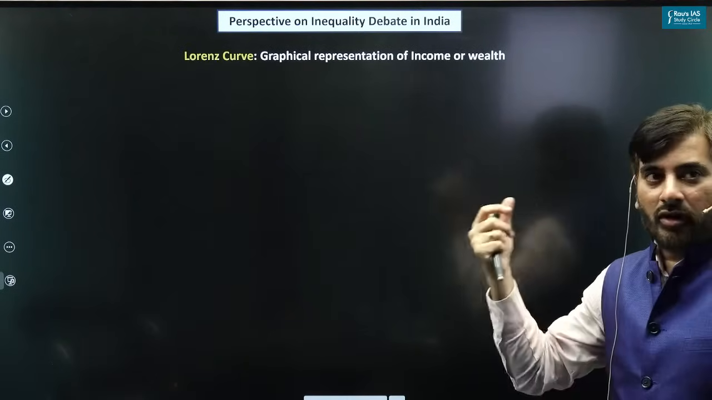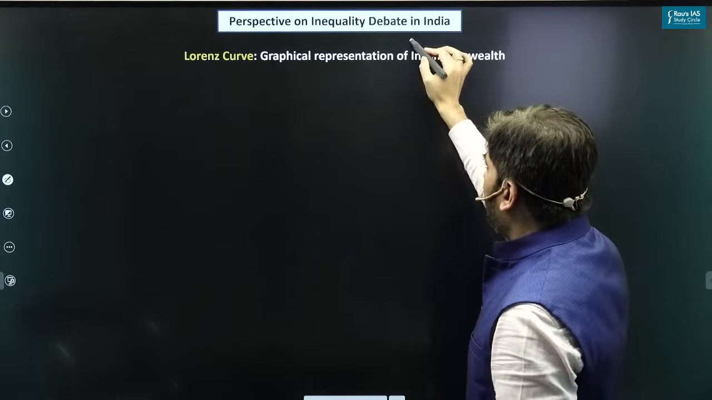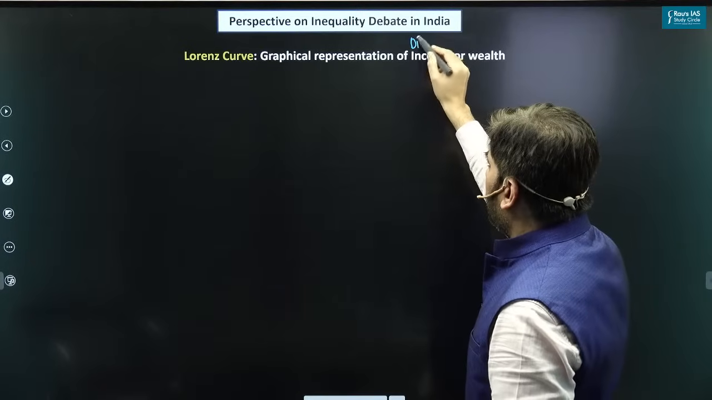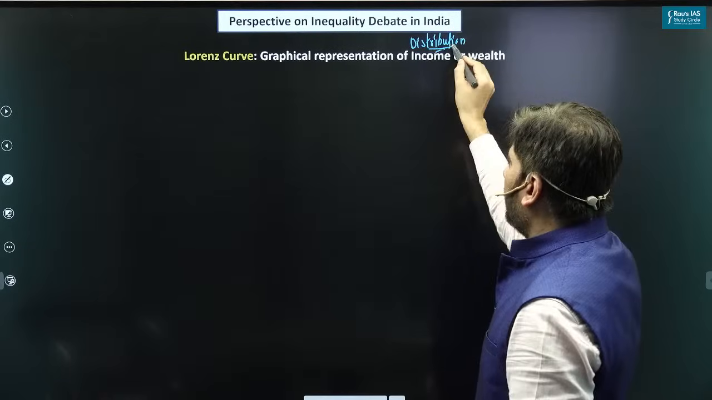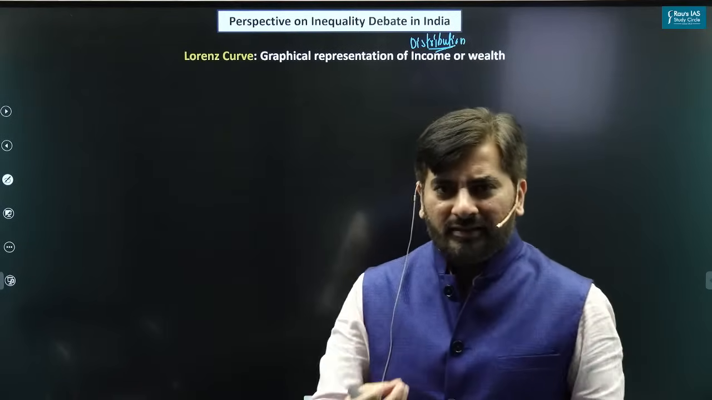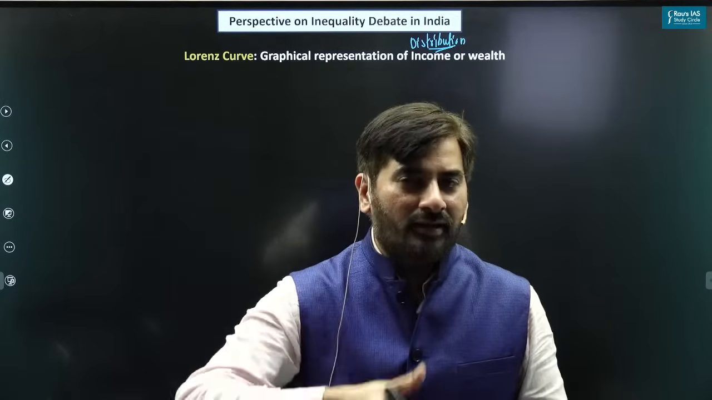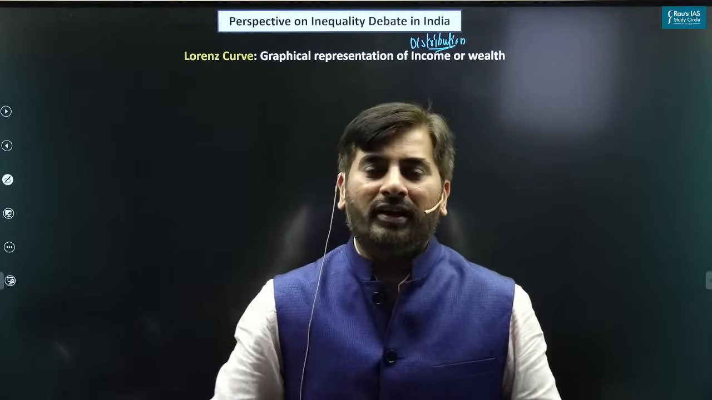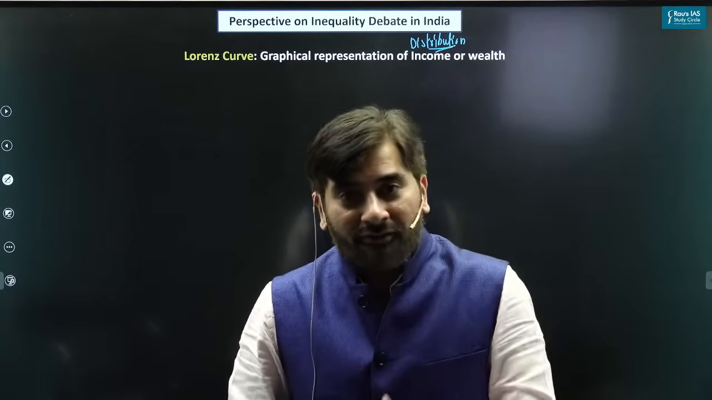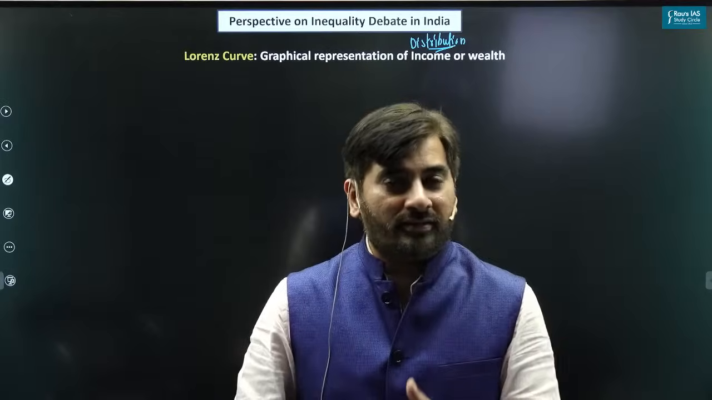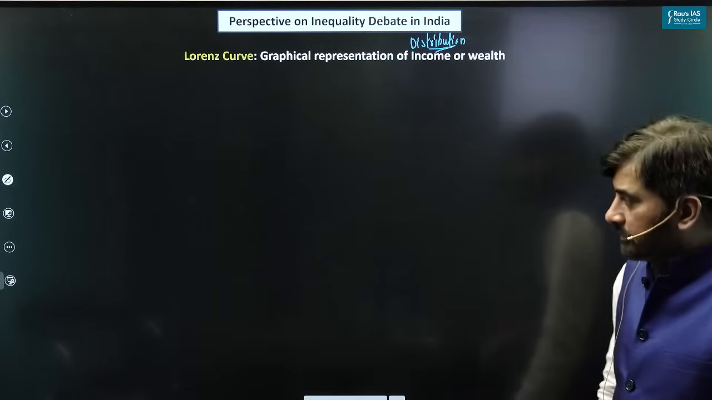When we say Lorenz curve, the Lorenz curve is a graphical representation of distribution of income and wealth in a particular country. So it basically tells us how is income, how is wealth distributed across the different households in a particular country. And that it shows us through a graphical representation. That is a Lorenz curve. Let me just tell you, how does a curve look like?